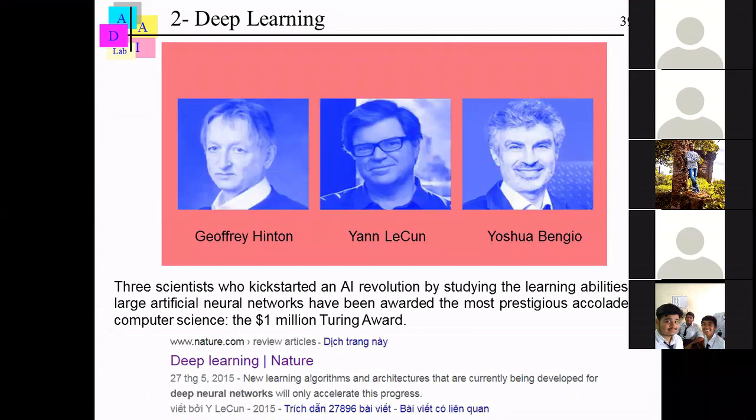And here are the scientists who got the Turing Award last year. This is like the Nobel Prize for computer science. We don't have a Nobel Prize for computer science, we only have the Turing Award. And they published the paper Deep Learning in 2015. And when I checked last month, it had a very large number of citations.